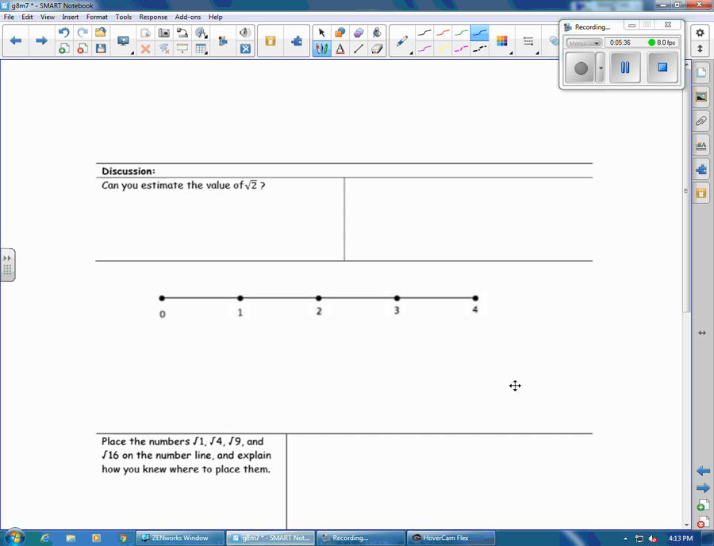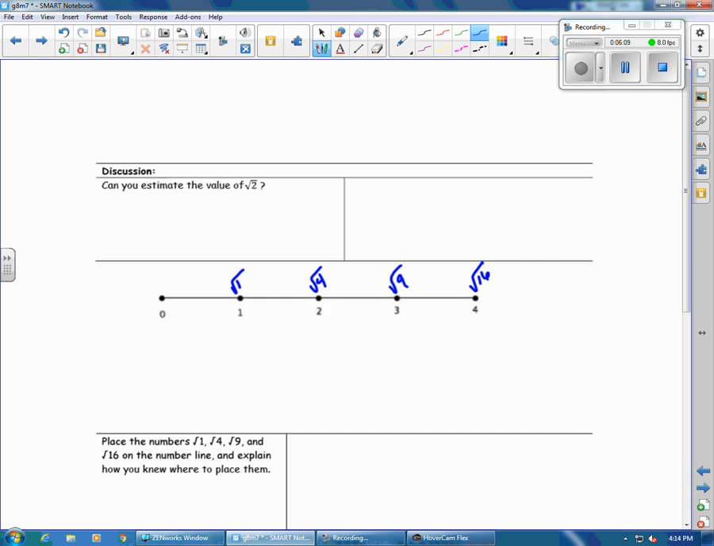So I'm going to come here and write at 1, that's also the square root of 1. Square root of 4 is 2. Oh, I just almost wrote a 2 there. The square root of 9 is 3. And the square root of 16 is 4. How do I know?